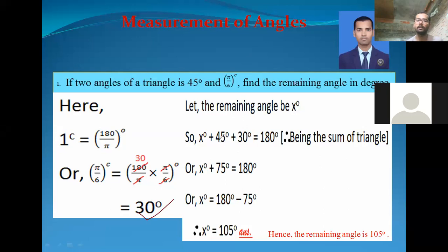After adding 45 degree and 30 degree, x plus 75 degree is equal to 180 degree. That's why x degree is equal to 180 degree minus 75 degree. Therefore, x degree is equal to 105 degree, which is the required angle. At last we write: hence the remaining angle is 105 degree.